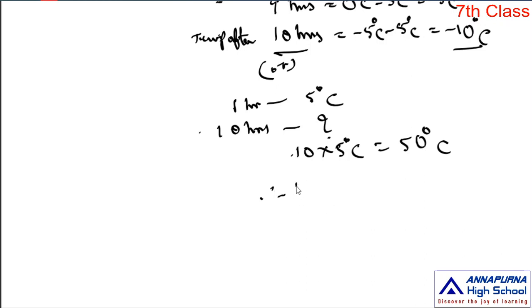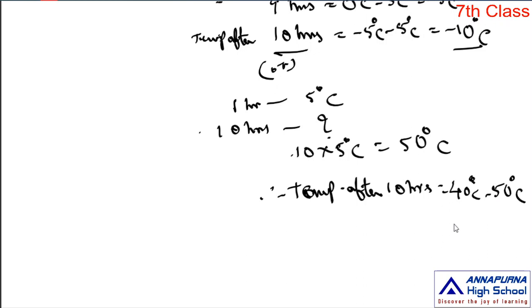Therefore we can do it like this also: the temperature after 10 hours is equal to, what is the room temperature? 40 degrees centigrade. Therefore 40 degrees centigrade minus 50 degrees centigrade is equal to minus 10 degrees centigrade. So we can get the same answer here: minus 10 degrees centigrade. In this way we can check our answer.